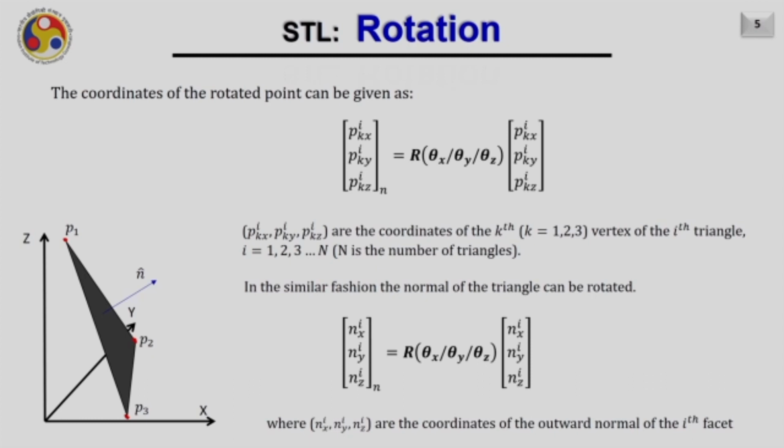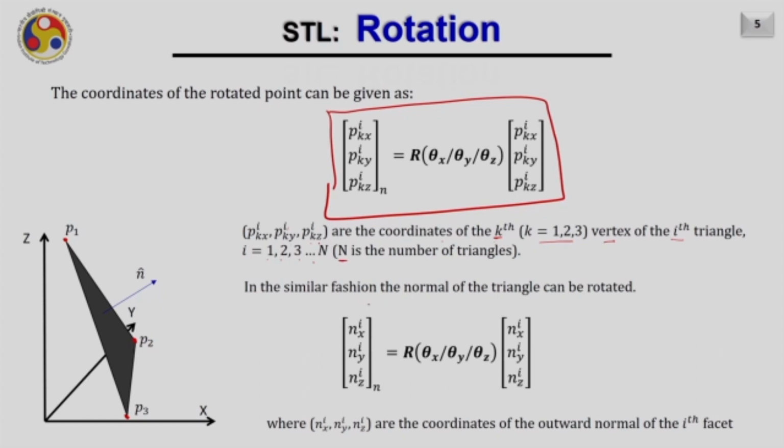The coordinates of the rotated point can be given by this equation, where pikx, piky, pikz are the coordinates of the kth vertex. There are 3 vertices in a triangle, so these are the coordinates of the kth vertex of the ith triangle. As there are a number of triangles, I am talking about the ith triangle. The i can vary from 1 to 2 to 3 to n, where n is the number of triangles to represent the solid.